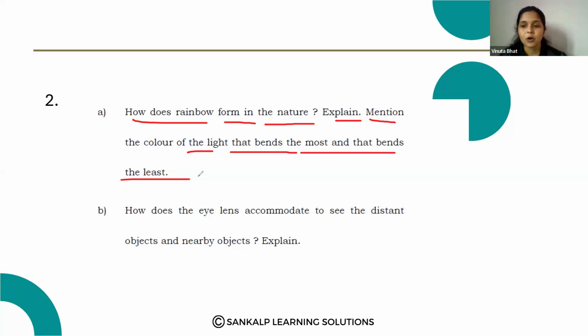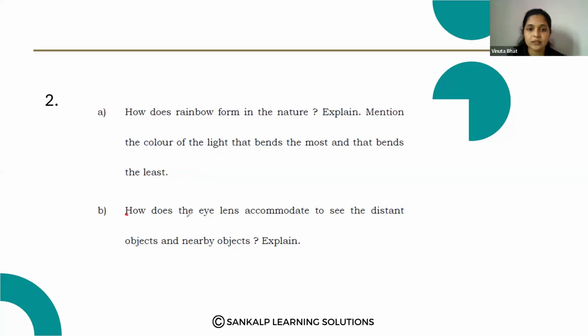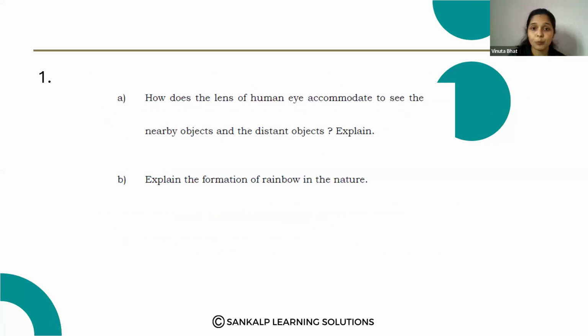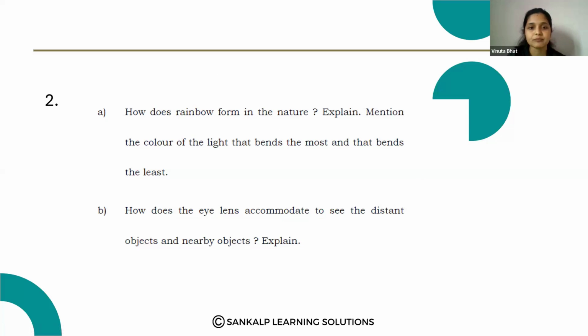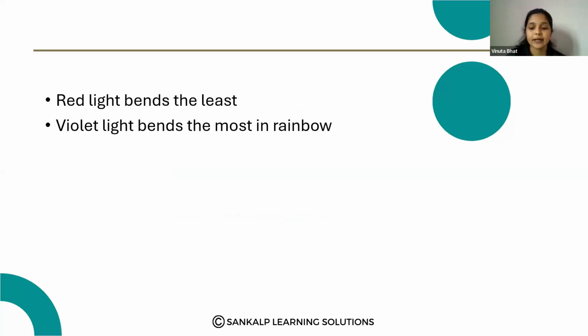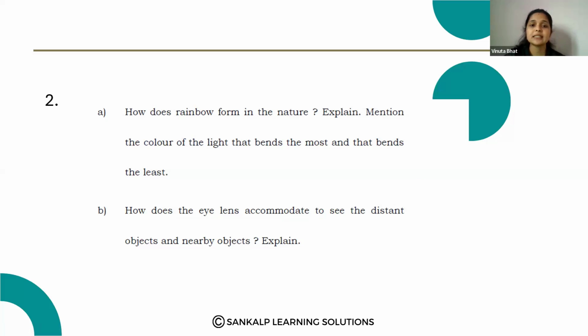Next. Yes, we have already solved this: how does rainbow form in the nature? That question. And how does the eye lens accommodate to see the distant objects and the nearby objects? Explain. We have solved that in the first question, right? So both are the same question, but very important because they are repeated questions. So I kept this in 2 slides. Then the second question: mention the color of the light that bends the most and that bends the least.